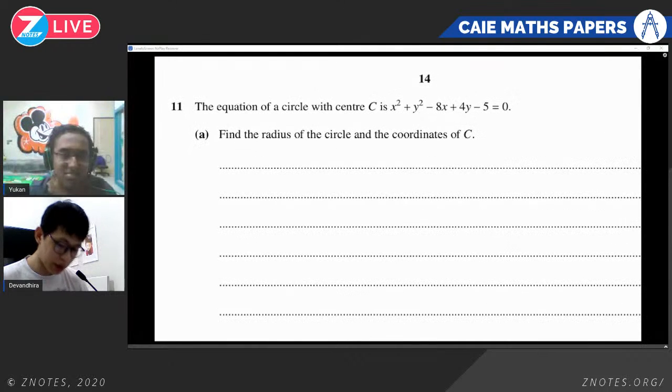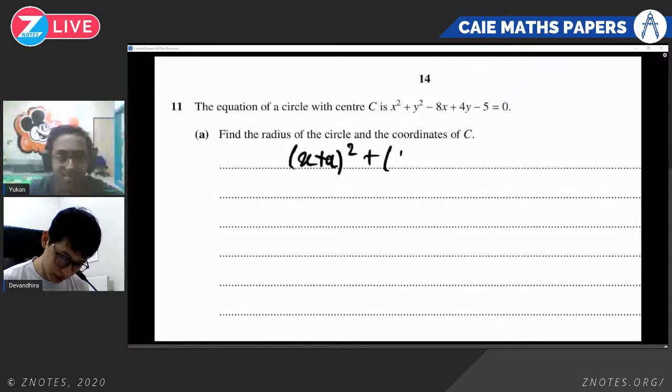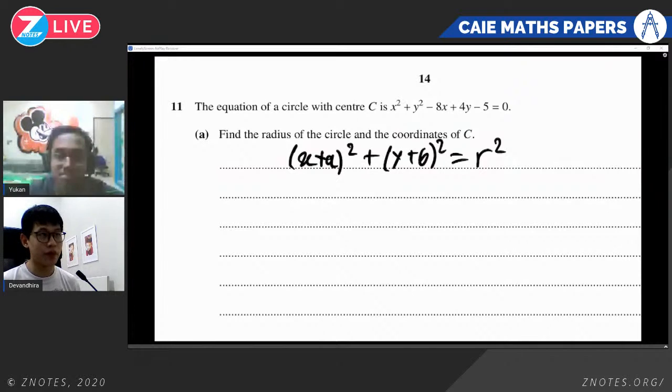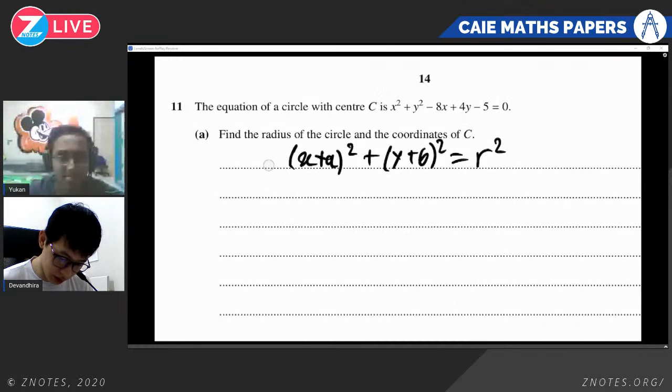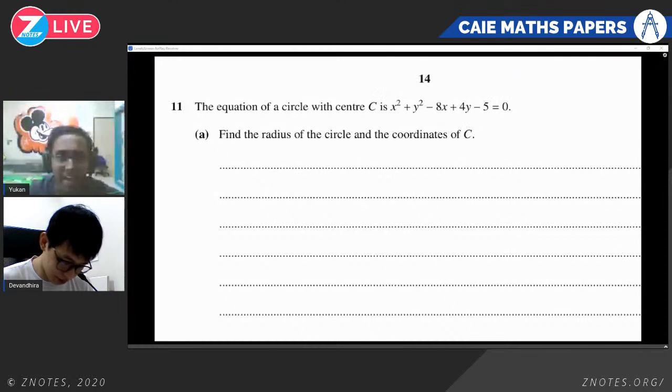Sure. So remember that if we want to find the radius and the coordinates of the center, our equation has to be in this form. But it's not so convenient because our examiner gave it this way. So we have to convert it into this form. So how can you convert it? We can complete the square. Exactly.